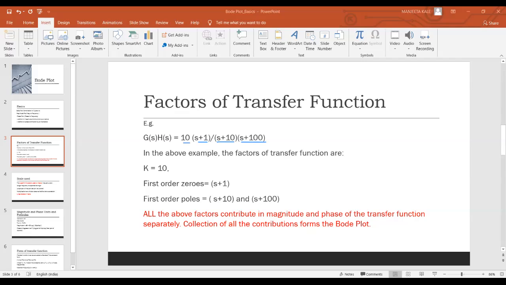Now what we were talking about, the contributions of each factor and then the addition of them, is nothing but the whole Bode plot will be formed by the magnitude contribution of this factor, this one and this one. Similarly, phase contributions of all these factors are taken into consideration for plotting the phase. Okay, I hope all of you are clear with this till this point. So all the above factors contribute in magnitude and phase of the transfer function separately. Now the collection of all the contributions forms a Bode plot.